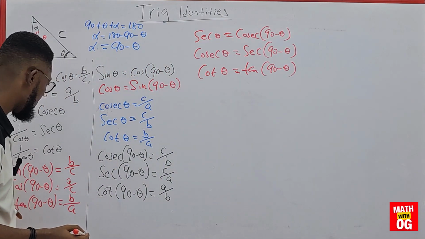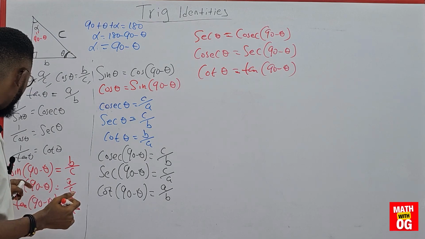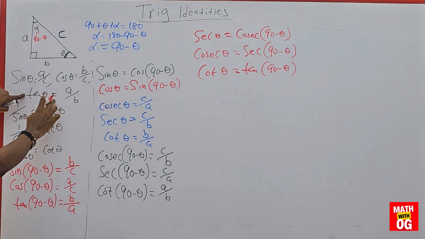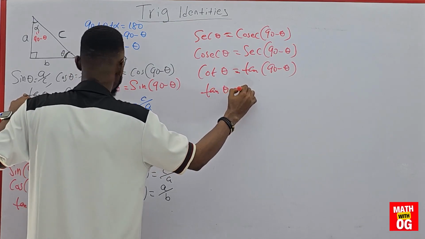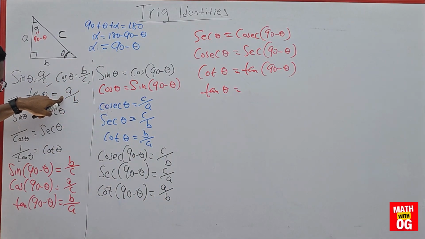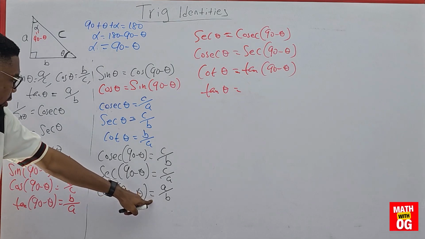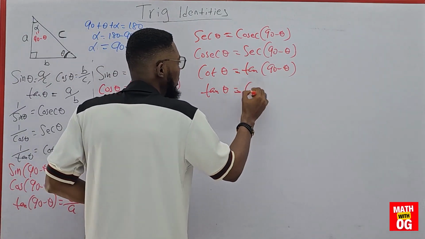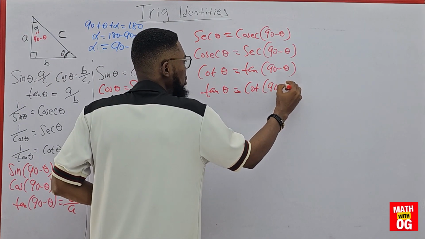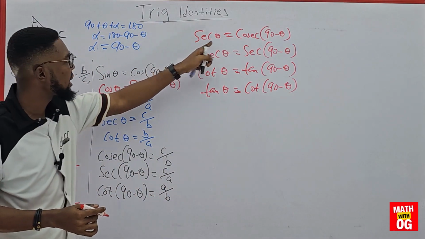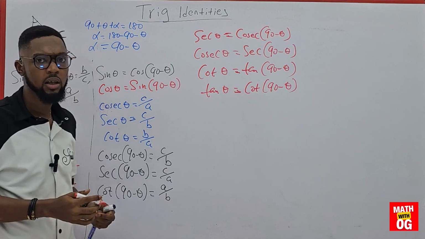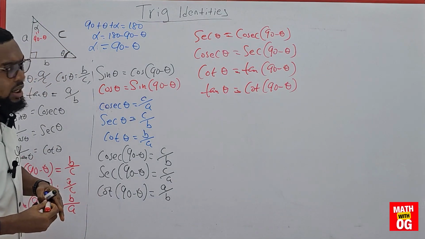Then you have your tan theta. We've not worked with tan theta, so let's work with tan theta. Now tan theta is equal to A over B, and that will give me cot 90 minus theta. So the relationship that holds between sine and cos also holds for sec and cosec, and for cot and tan. So that's one of the trig identities.